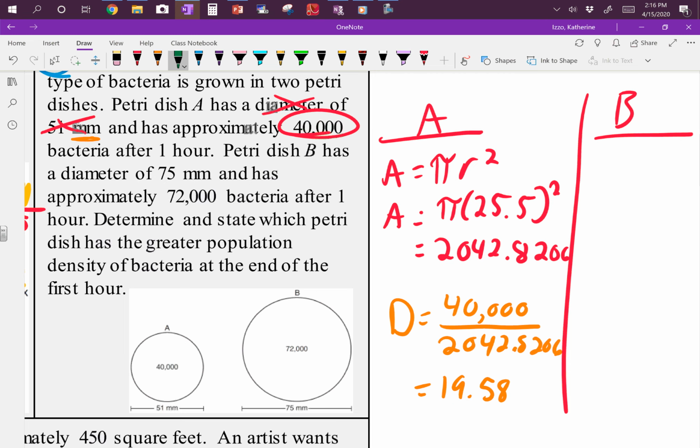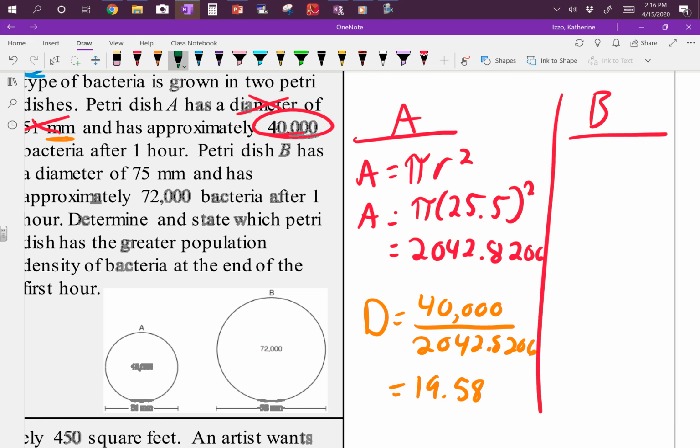Is B more crammed, less crammed? Well, it's certainly got a bigger space, but it also has a bigger population. Okay, area equals pi r squared, and the diameter is 75.